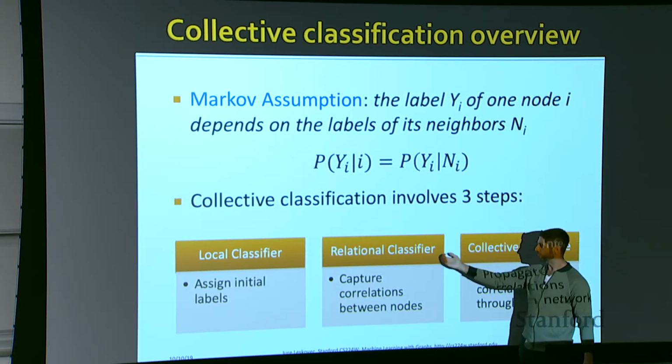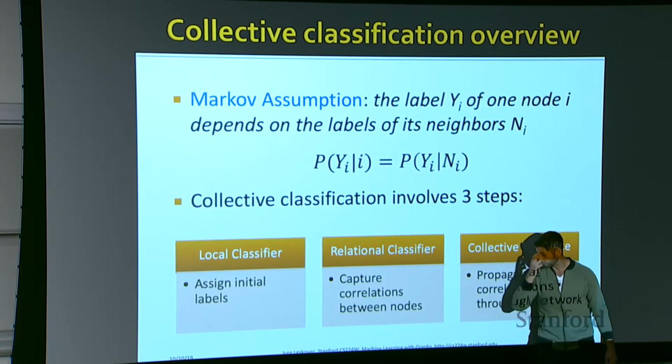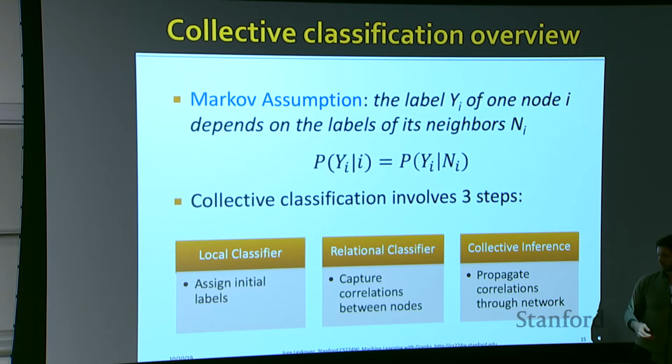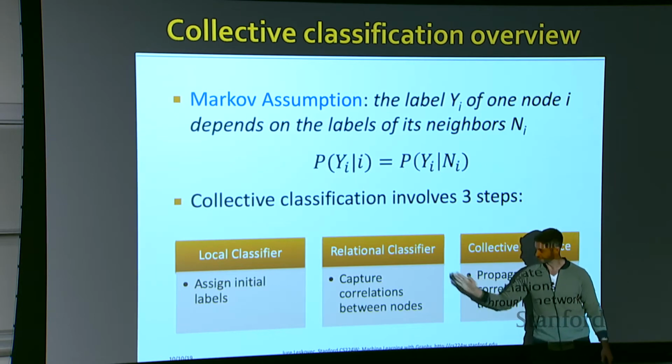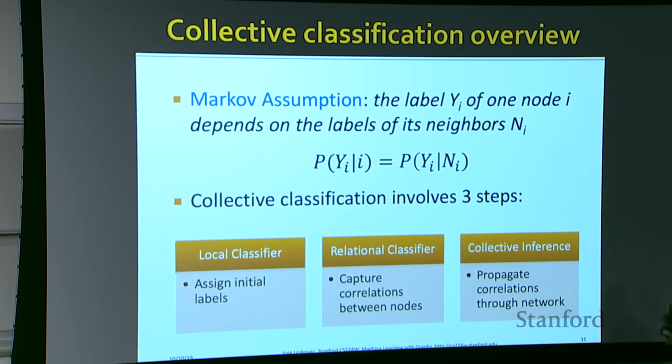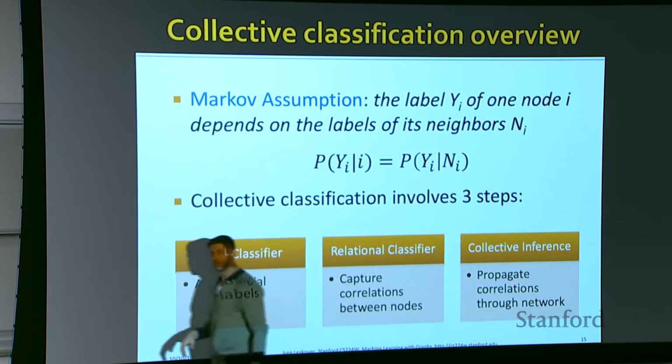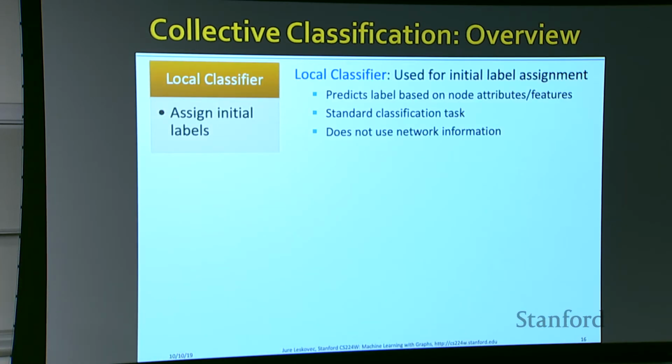Then the second step is a relational classifier, which is able to capture the correlation between the nodes, what we were talking about before: the homophily, the social influence, and so forth. And last but not least, the collective step, which performs collective inference. It propagates the correlations through the network. We don't only want to stop at using our neighbors, but with multiple iterations of our collective classification, we are able to spread the contribution of the other neighbors over multiple steps until we hopefully reach a convergent state of our algorithm. All the algorithms that we're going to see today are iterative, and also they are an approximation. We're going to go into more detail about that.